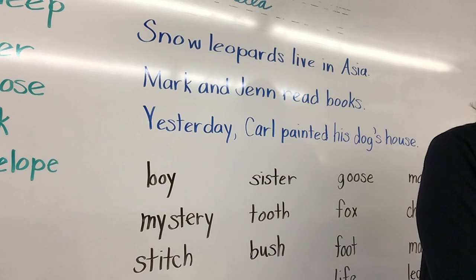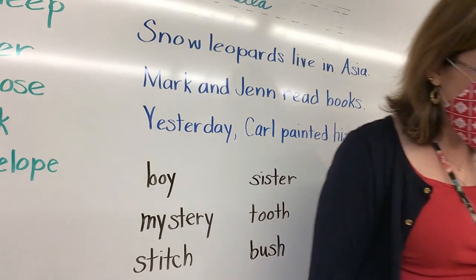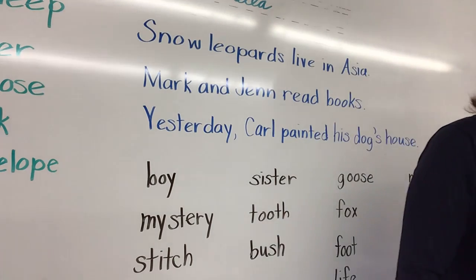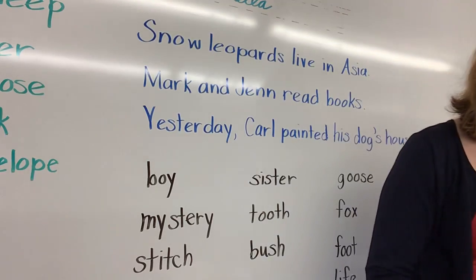5, 10, 15, 20, 25, 30, 35, 40, 45, 50, 55, 60, 65, 70, 75, 80, 85, 90, 95, 100. So 100, and the label will be milk cartons. 100 milk cartons.